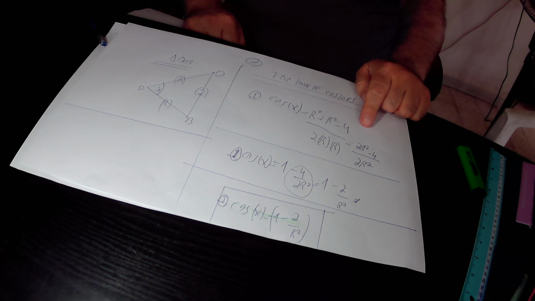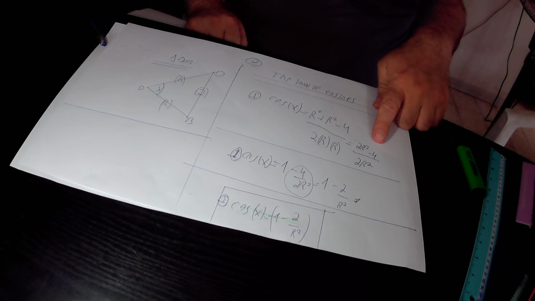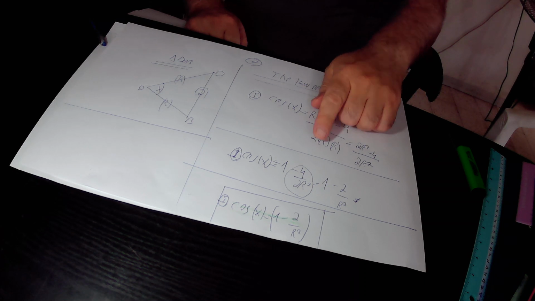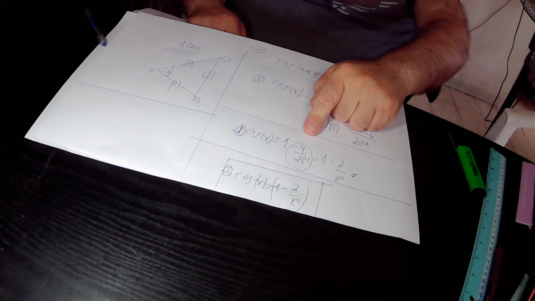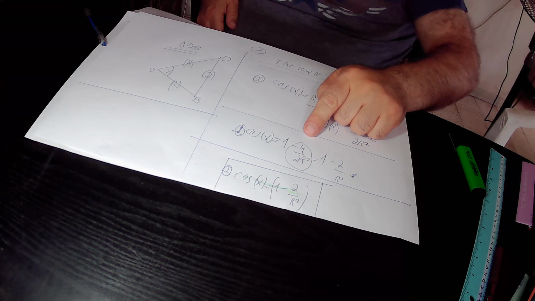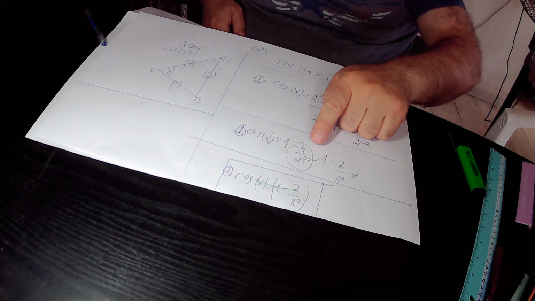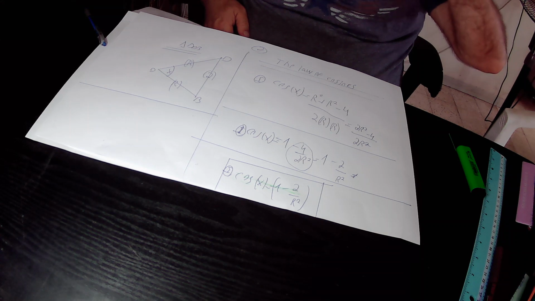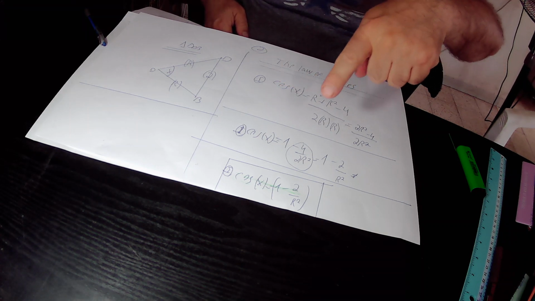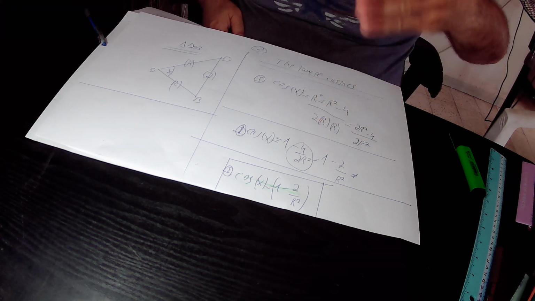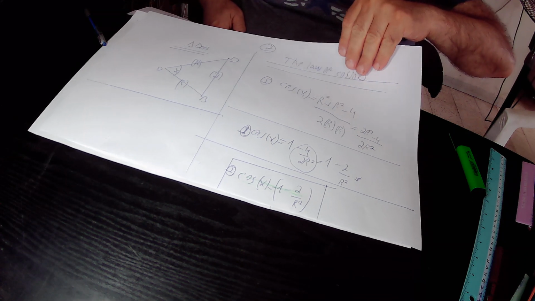So cosine x equals 2R squared over 2R squared, which is 1, and here we also have minus 4 over 2R squared. Here we divided both the numerator and the denominator of this expression by 2, and finally found that minus 4 over 2 is minus 2, and 2R squared over 2 is R squared. So in total we found that cosine x equals 1 minus 2 over R squared. This is equation 1.